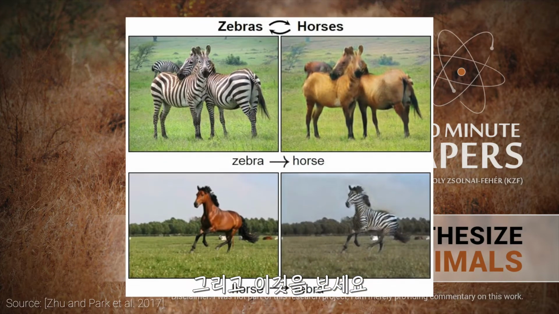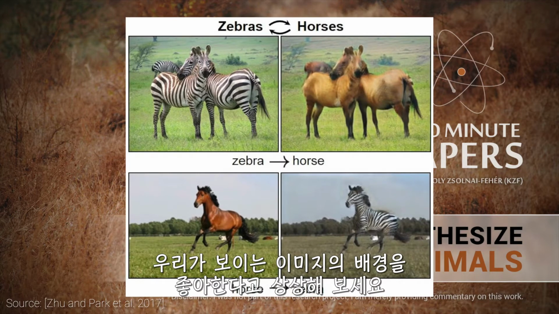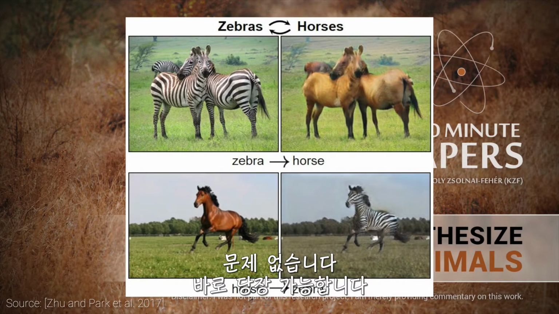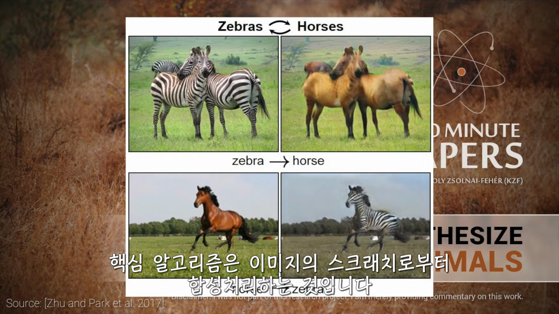And have a look at this. Imagine that we like the background of this image, but instead of the zebras, we would like to have a couple of horses. No problem, coming right up. This algorithm synthesizes them from scratch.